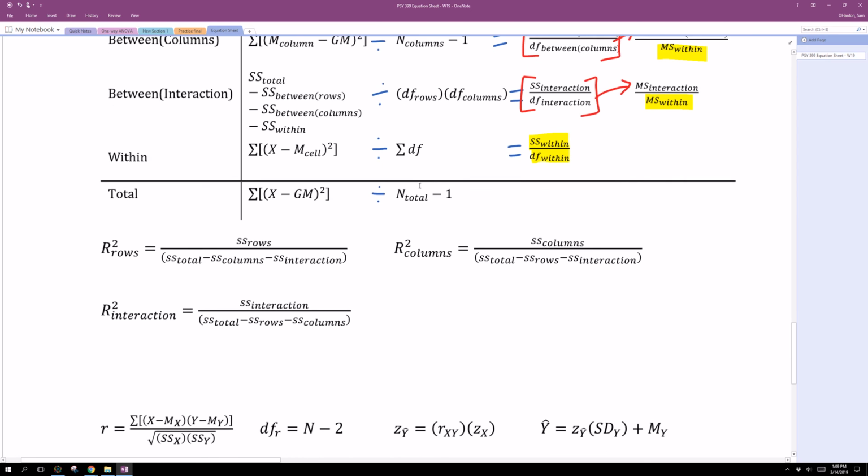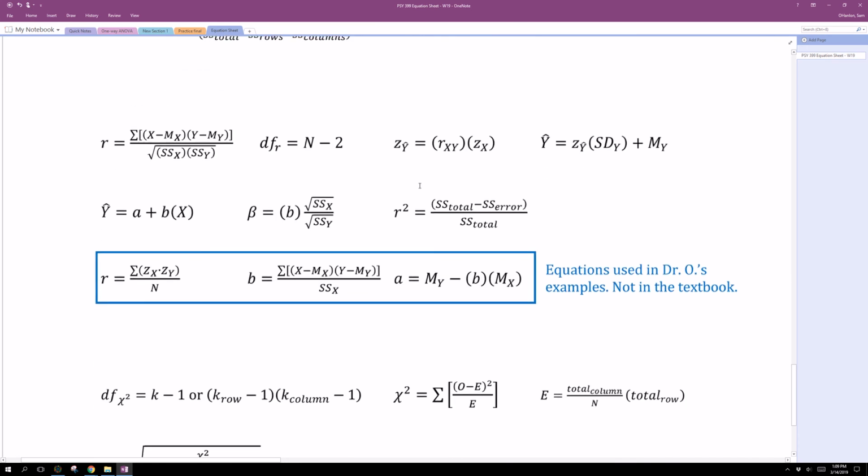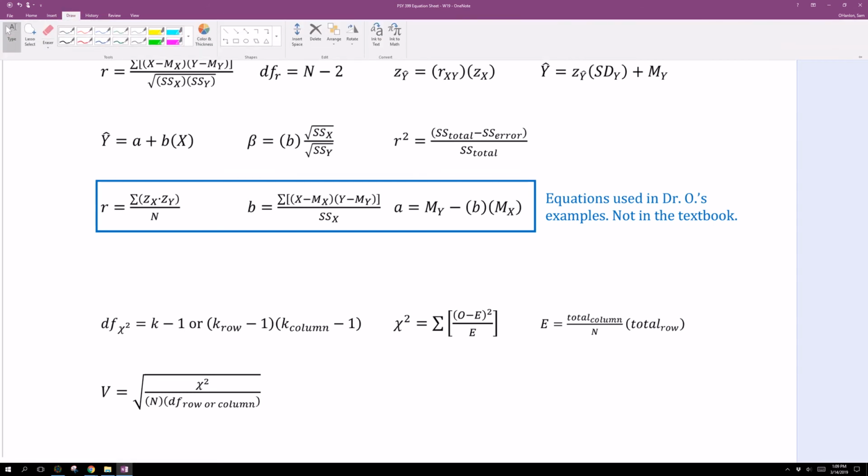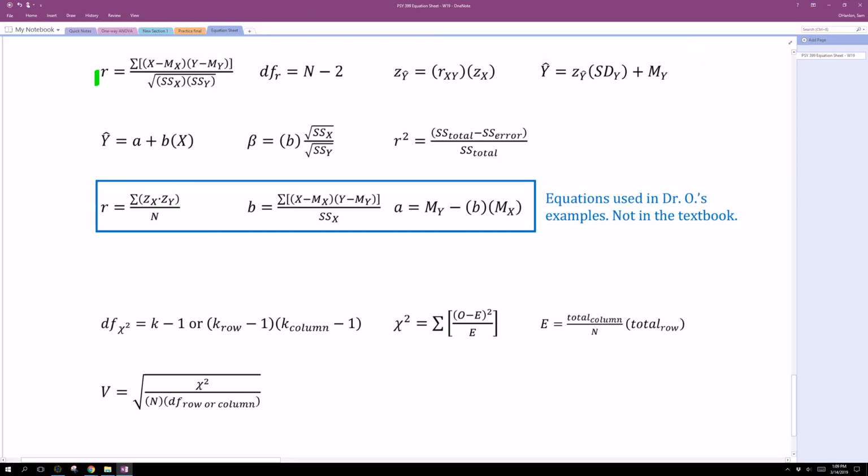Okay. Now moving on to something different. Here we have equations for correlation and regression. Now, for correlation, you have a new symbol. This is our first new symbol since the very beginning of this document. We've got R. So R is the Pearson correlation coefficient.